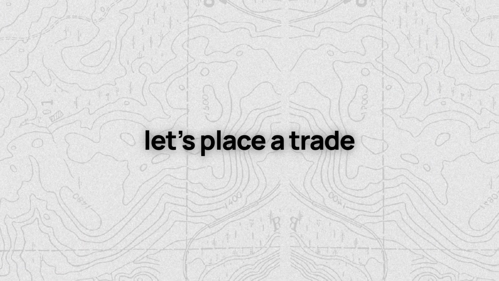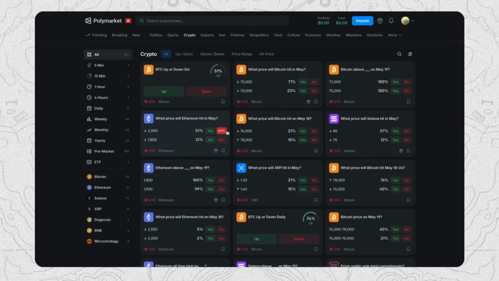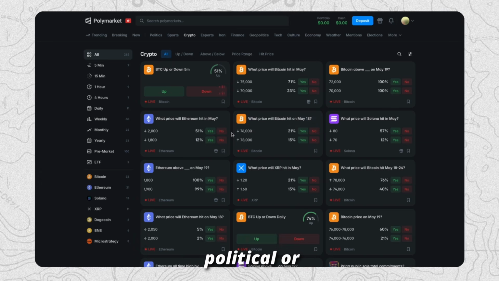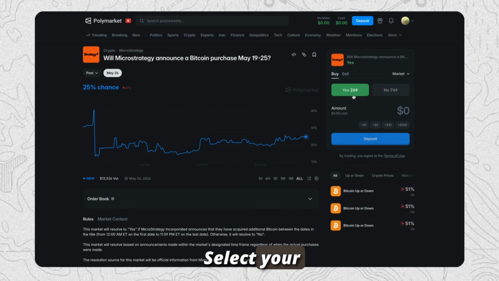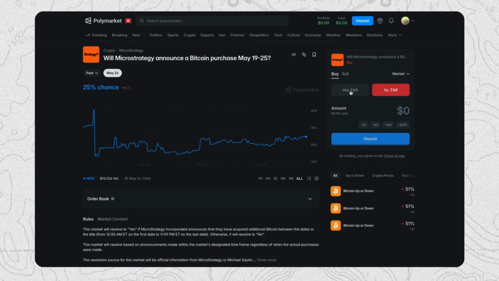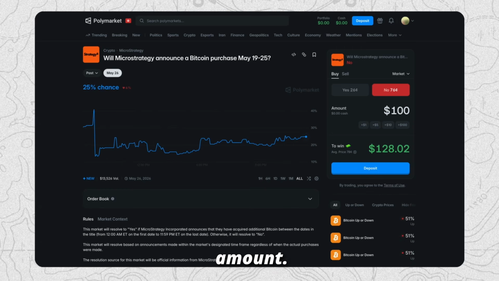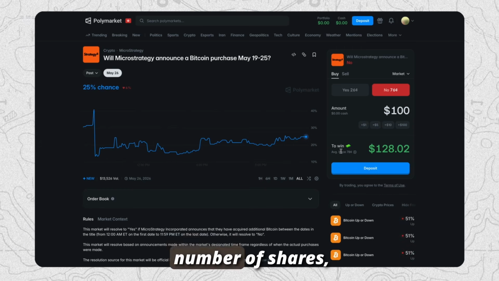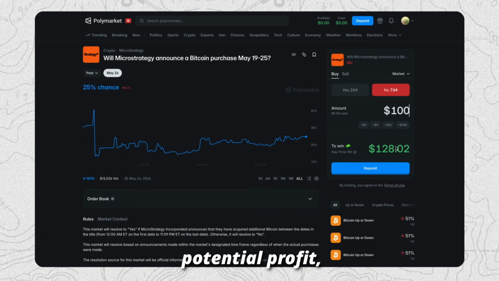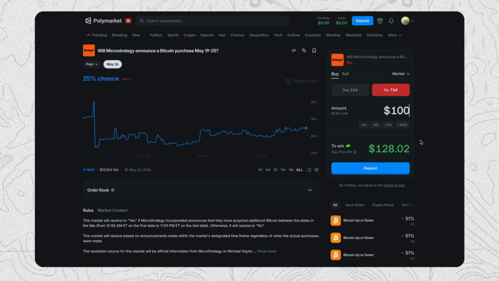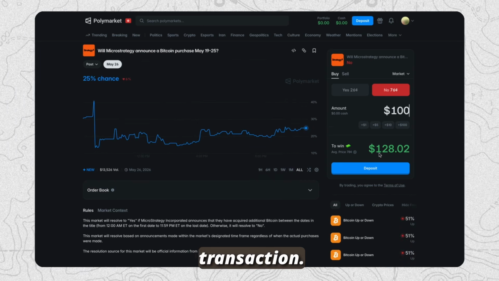Now, let's place a trade. Choose a market, for example, a political or crypto event. Select your position, yes or no. Enter your investment amount. You'll immediately see the number of shares, potential profit, and total cost. Click Buy and confirm the transaction.